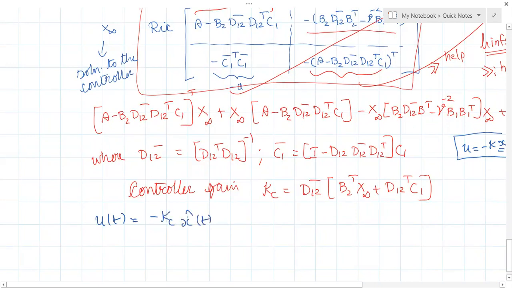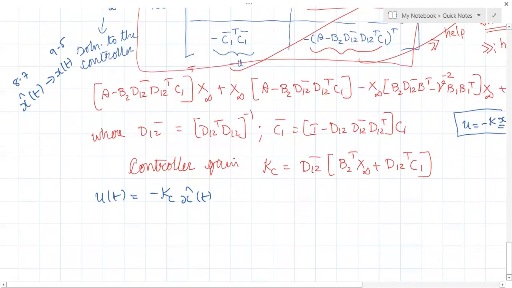What is the meaning of X hat of t? We know that all the states are not available for measurement, so X hat of t is an estimate of the state X of t. Say, for example, X of t may be 9.5 and your X hat may be 8.7. It is not the exact value, only a rough estimate. Practically, all the states will not always be available for measurement, so you have to go for a state estimate, X hat. Now you have to go for the second Riccati equation.